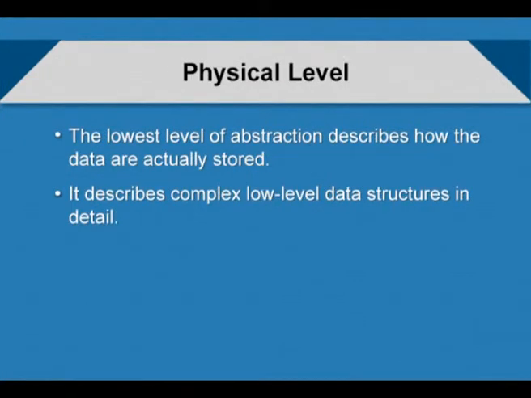Let us see using a visual over here. One is the physical level, the lowest level of abstraction. It describes how the data are actually stored. It pertains to the storage of the data, whether it is on the hard disk or on the tape. Those things are described in the physical level. It describes complex low level data structures in detail. So, this is the aspect that we have to see at the physical level.